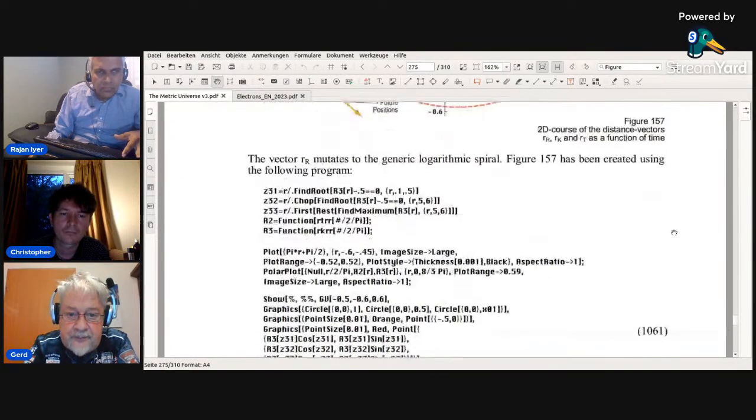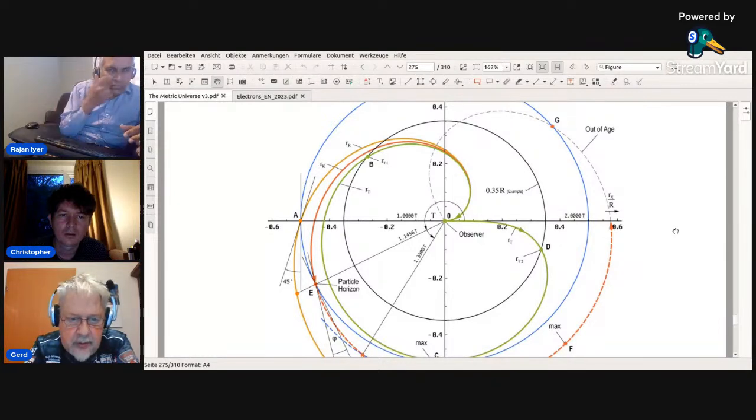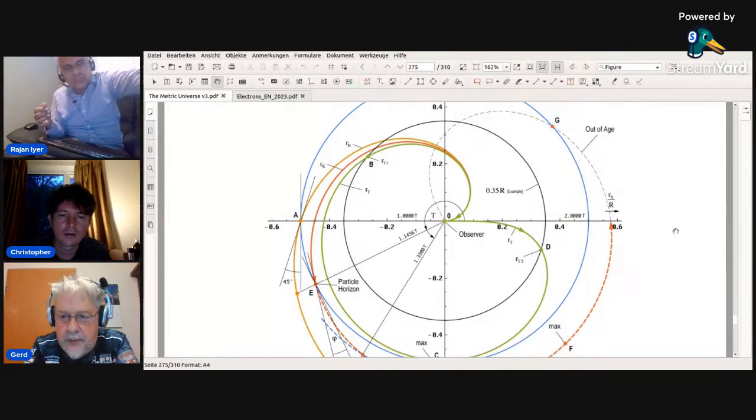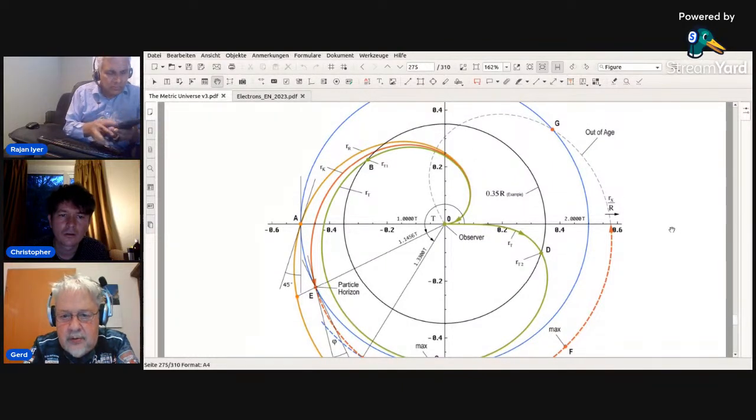But it's a two-dimensional projection, and yes, as you see, there's only one rotation.